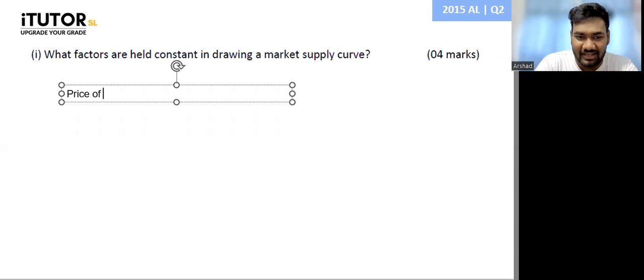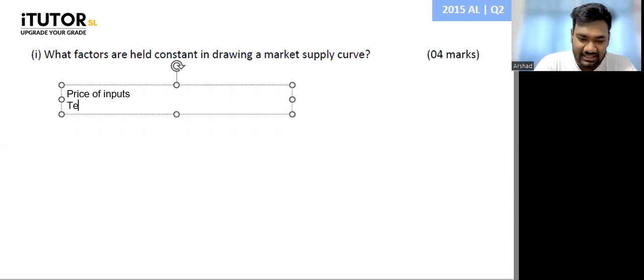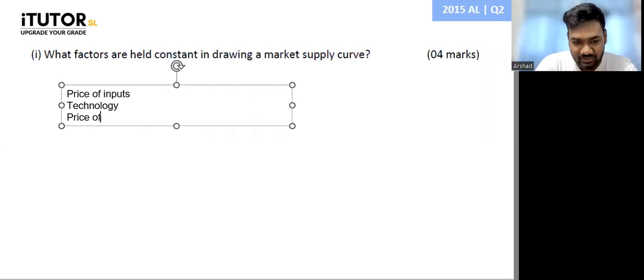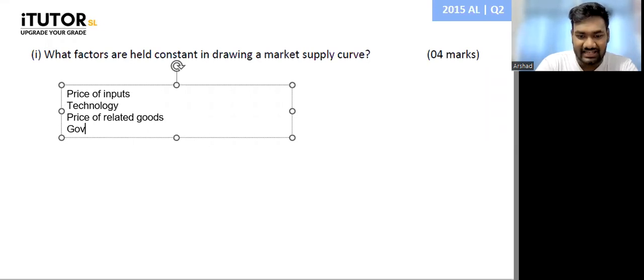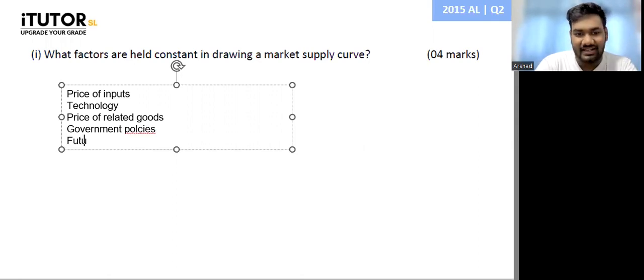So price of inputs, maybe you can say cost of production also, the technology, correct? Price of related goods, okay. Government policies like taxes and subsidies, okay. Future price expectations, correct? Okay, so you can write all of that.